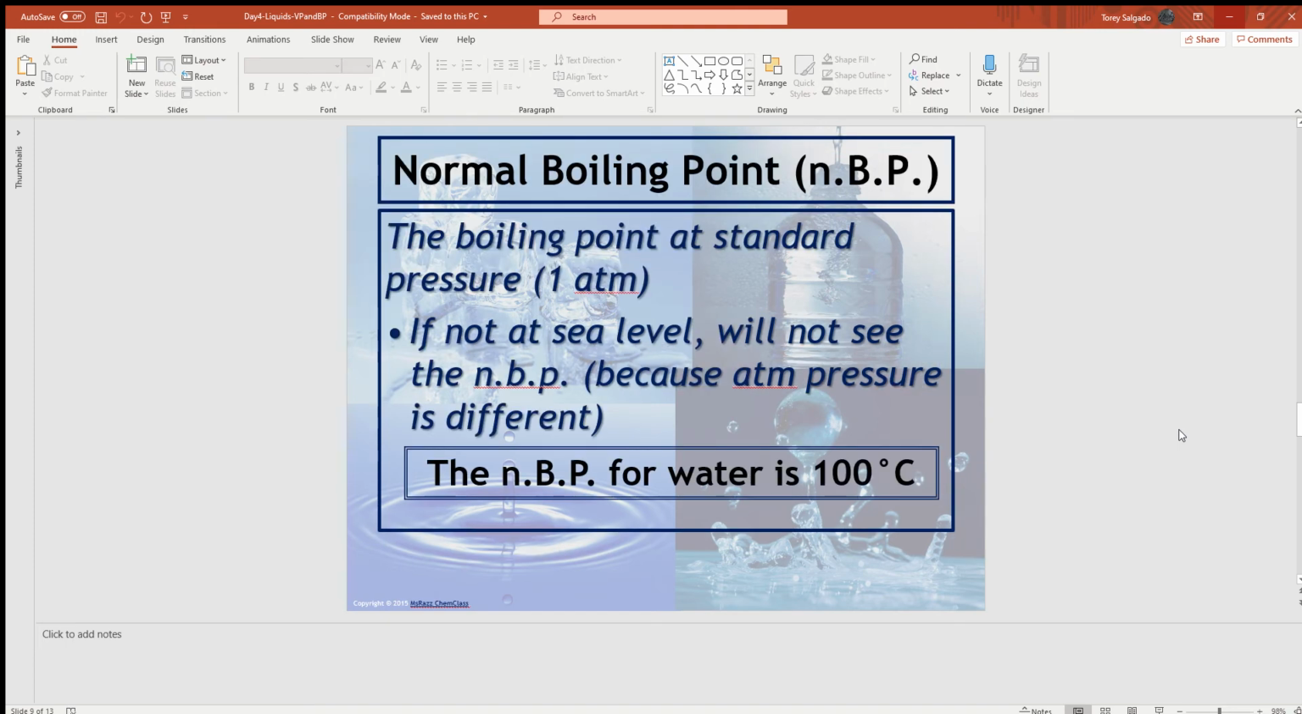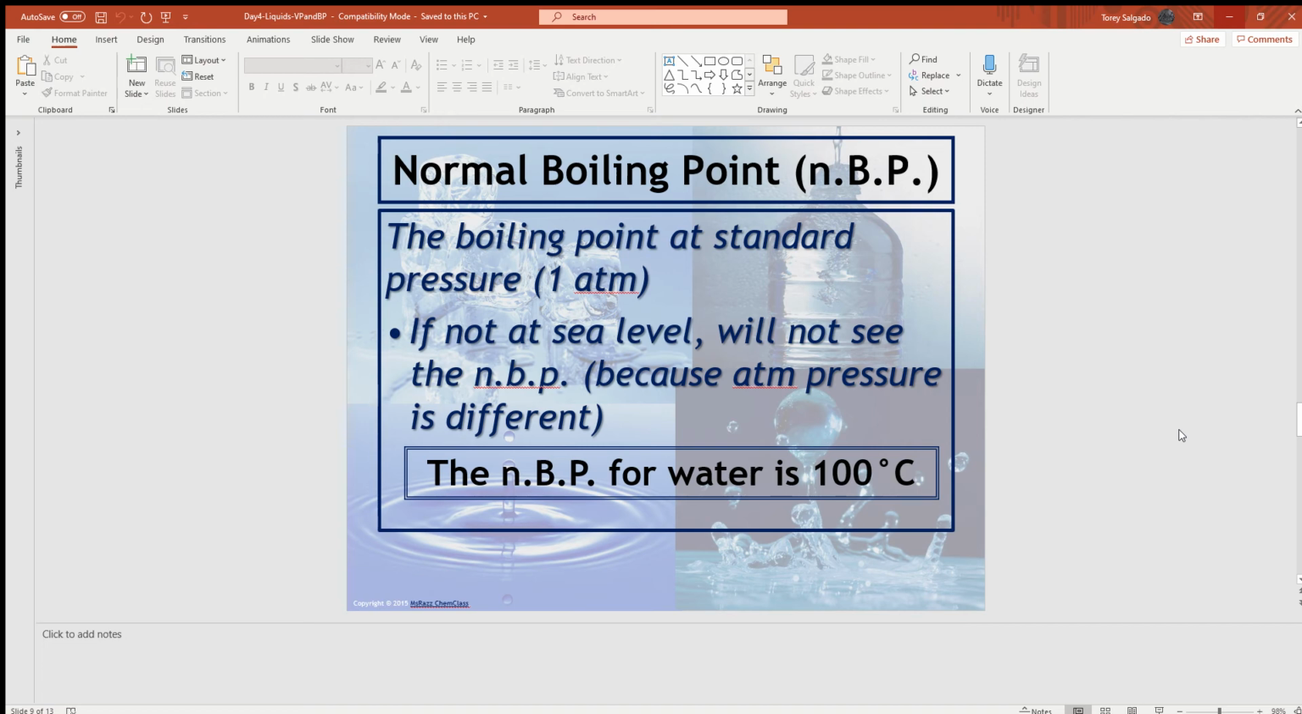So let's talk about normal boiling point. That is the boiling point at a standard pressure of 1 atmosphere. If we have 1 atmosphere of pressure, we have a normal boiling point. If you're not at sea level, you will not see the normal boiling point because the atmospheric pressure will be different.